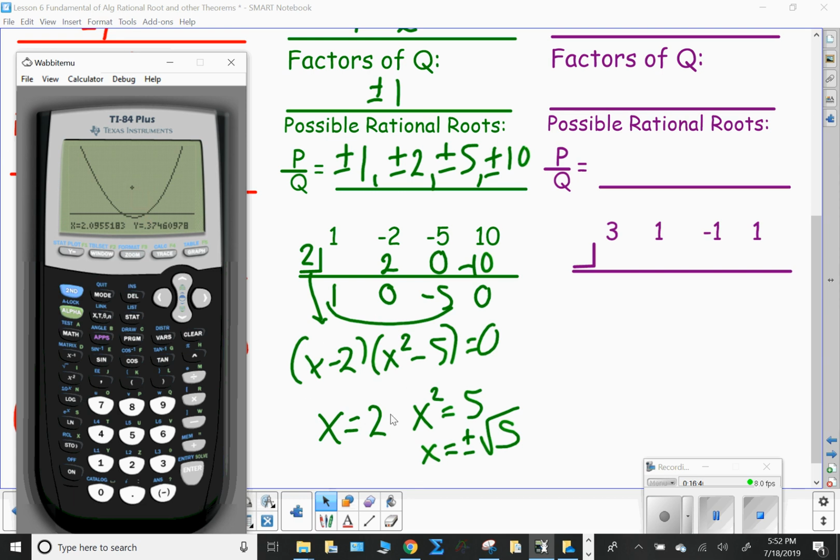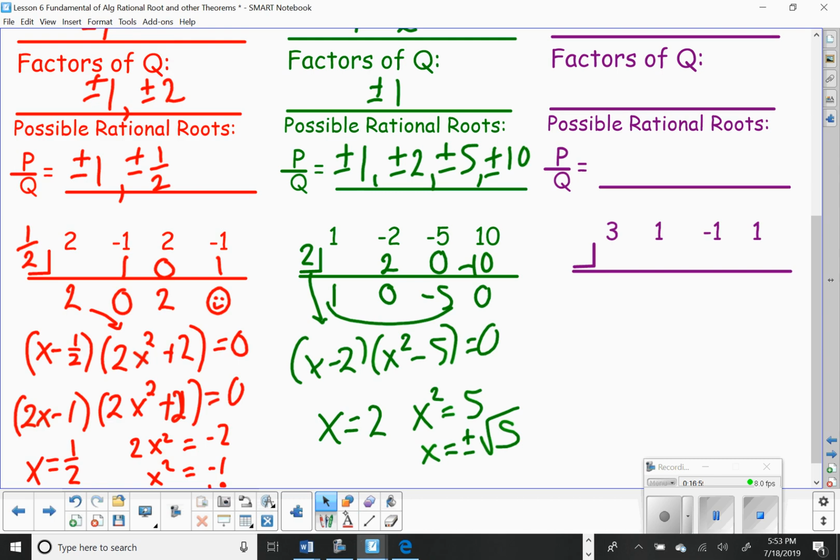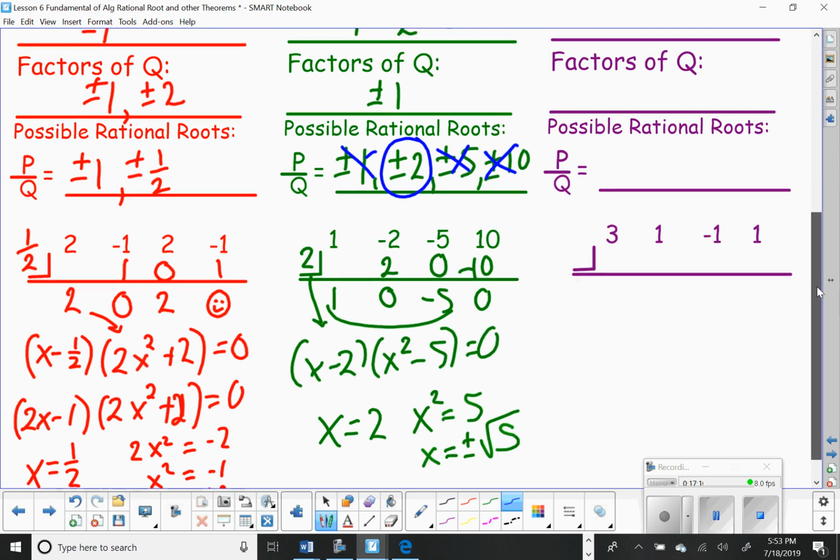Now, using the calculator to zero in on a possible rational root, the first one we checked was wrong. The second one we checked was right. But when we looked at the graph overall, we could very quickly and definitely cross out all of these guys. The only possible ones from the graph were plus or minus 2. So the graph helps us to narrow in on what we're checking, so we don't have to check everything.